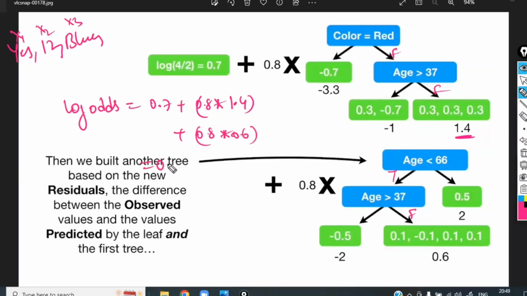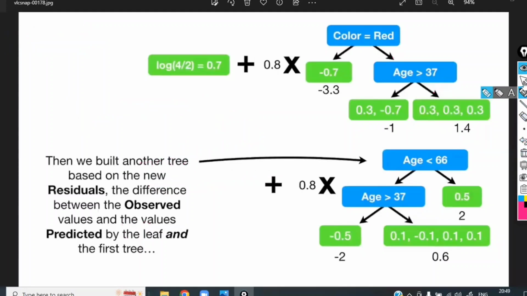So, log of odds is equal to 0.7 plus whatever value you have got. This is log of odds. Again, you are going to calculate the predicted probability. Once you calculate the predicted probability, again you will calculate the residual. After calculating the residual, again decision tree number 3. The cycle will continue till the error you get is 0. Till you get the perfect answer, it is going to continue.